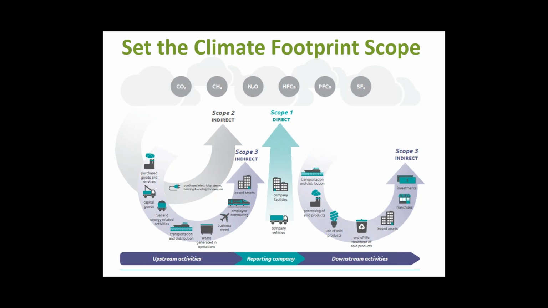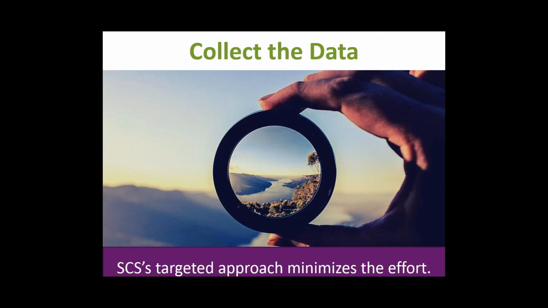Now once you've determined the scope of the climate footprint, collect the data in order to establish it. Now a lot of the time this can seem quite overwhelming, but in fact SGS has a targeted approach to data collection in order to minimize that effort. We're really focused on what are going to be the climate hotspots in your company, and really just collect data on that and use different statistical techniques to make extrapolations to come up with a really robust footprint that minimizes the data collection effort.